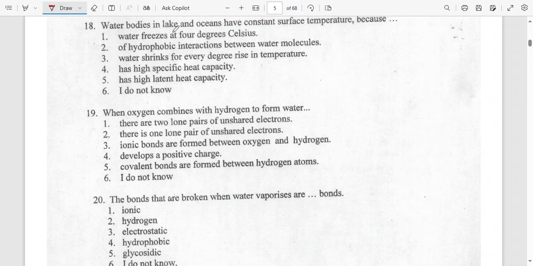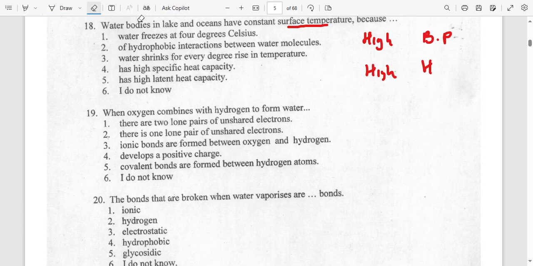Water boils in lakes and oceans. Water bodies in lakes and oceans have a constant surface temperature because of constant temperature; you need to know the properties of water. One property of water is that water has a high boiling point. Okay, it has a high heat.